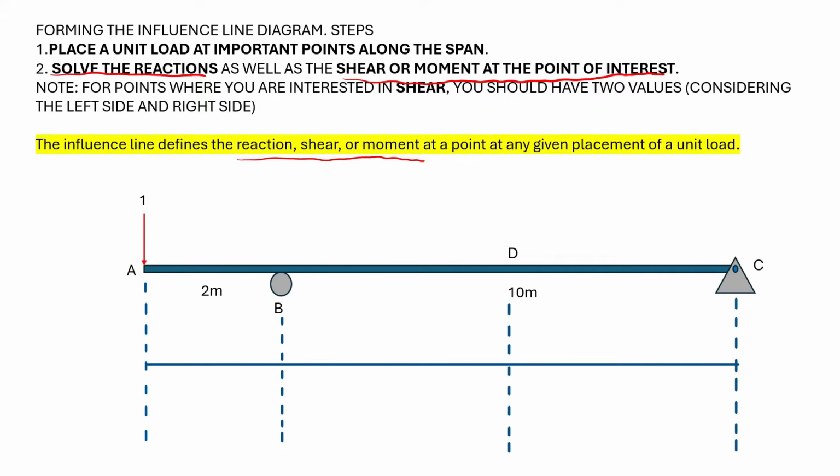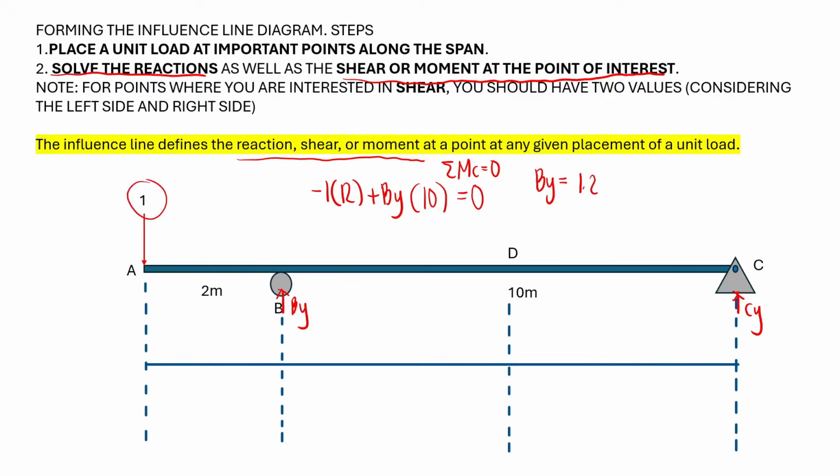And so what we're gonna do first is we'll solve the reactions BY and CY. So we have BY right here, and then we have CY. And so to get BY, I can sum up moments about C. So I have minus 1 times the moment arm, which is 12, and then plus BY times the moment arm, which is 10. So times 10, and then this is equal to 0. Now again, this is taking moments about C. So BY will become 1.2 kN. Now let's just use 1.2 because this is actually unitless.